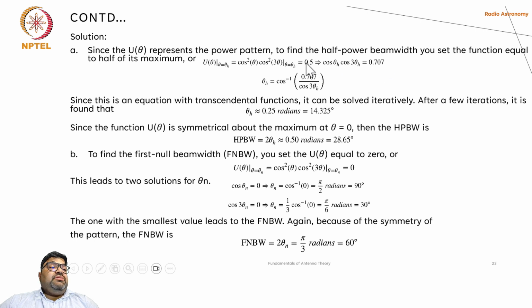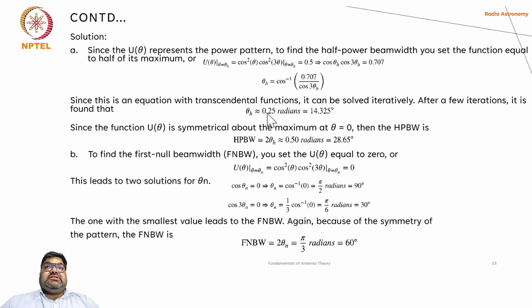So you take the square root of 0.5 and find that 0.707 is equal to cosθh cos3θh. That gives you an equation where θh appears inside functions of θh; these are called transcendental equations. Finally, after solving this iteratively, you get θh equal to 14.325 degrees.